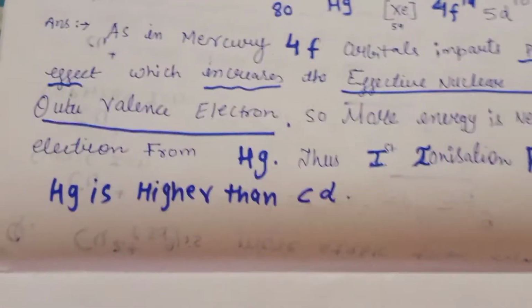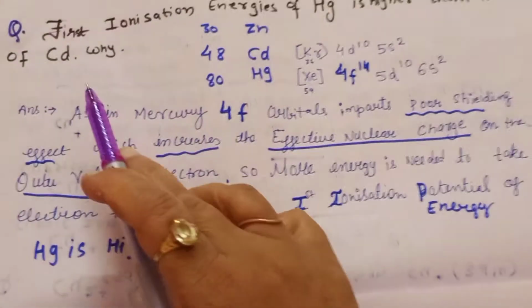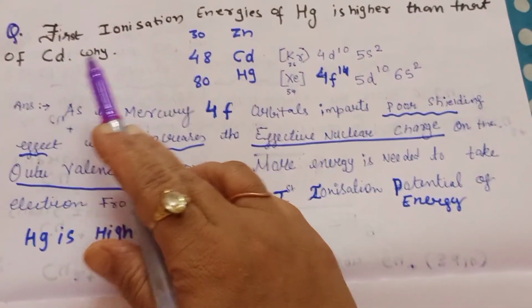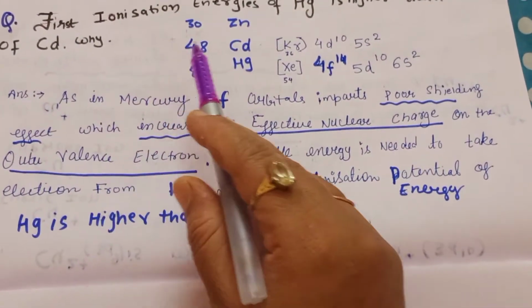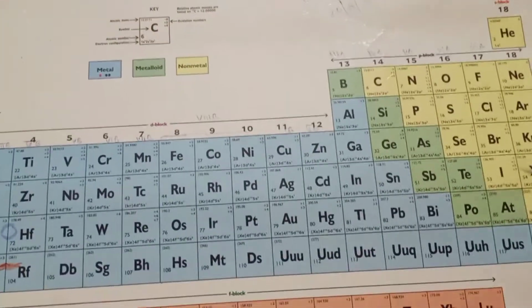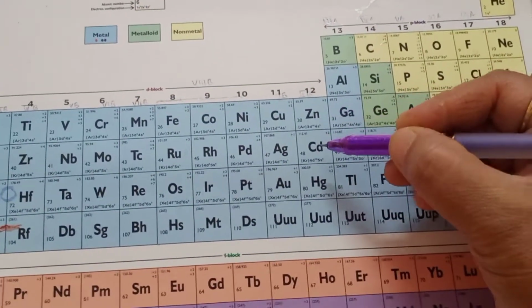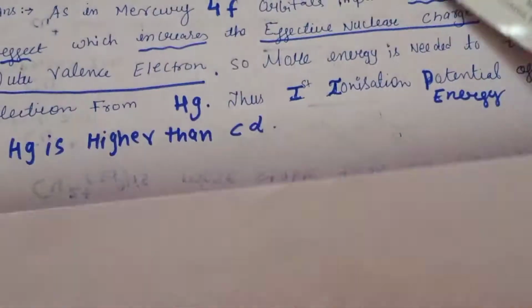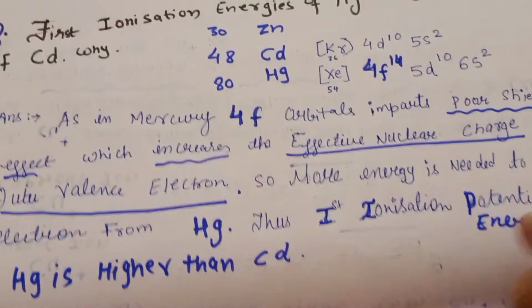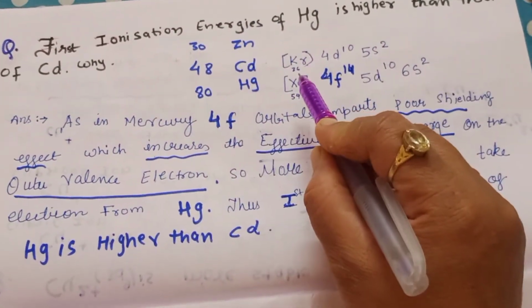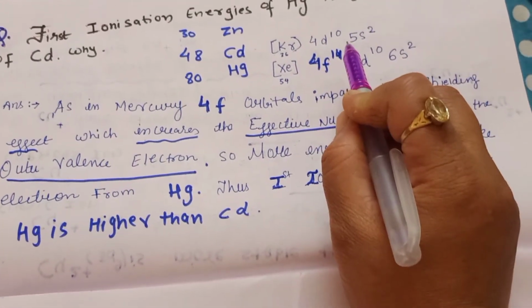So next question: the first ionization energy of mercury is higher than that of cadmium. Why? Again, we first have to see the configuration. Just see the periodic table, which group it belongs to. Zinc, cadmium and mercury lie in the same group. The atomic number of cadmium is 48, and the configuration will be krypton 36, 4d10, 5s2.